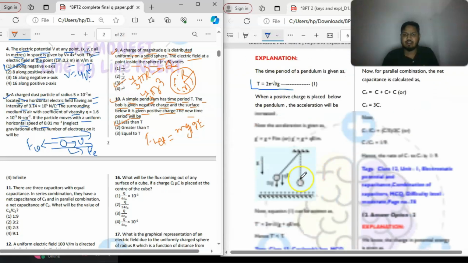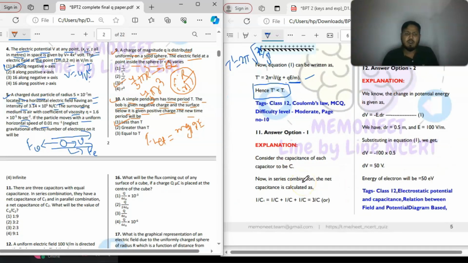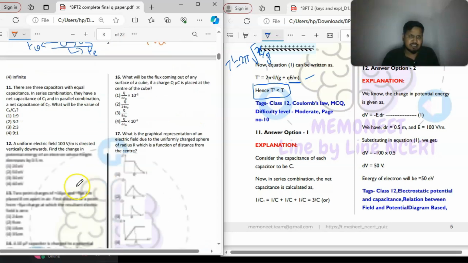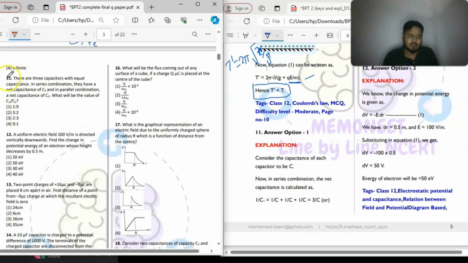Yeah, good, very good. Now move to the next question, question number 11. There are three capacitors with equal capacitance. In series combination, they have a net capacitance of C1, and in parallel combination, a net capacitance of C2. What will be the value of C1 and C2? This is the simple method, the series and parallel combination of the capacitors.